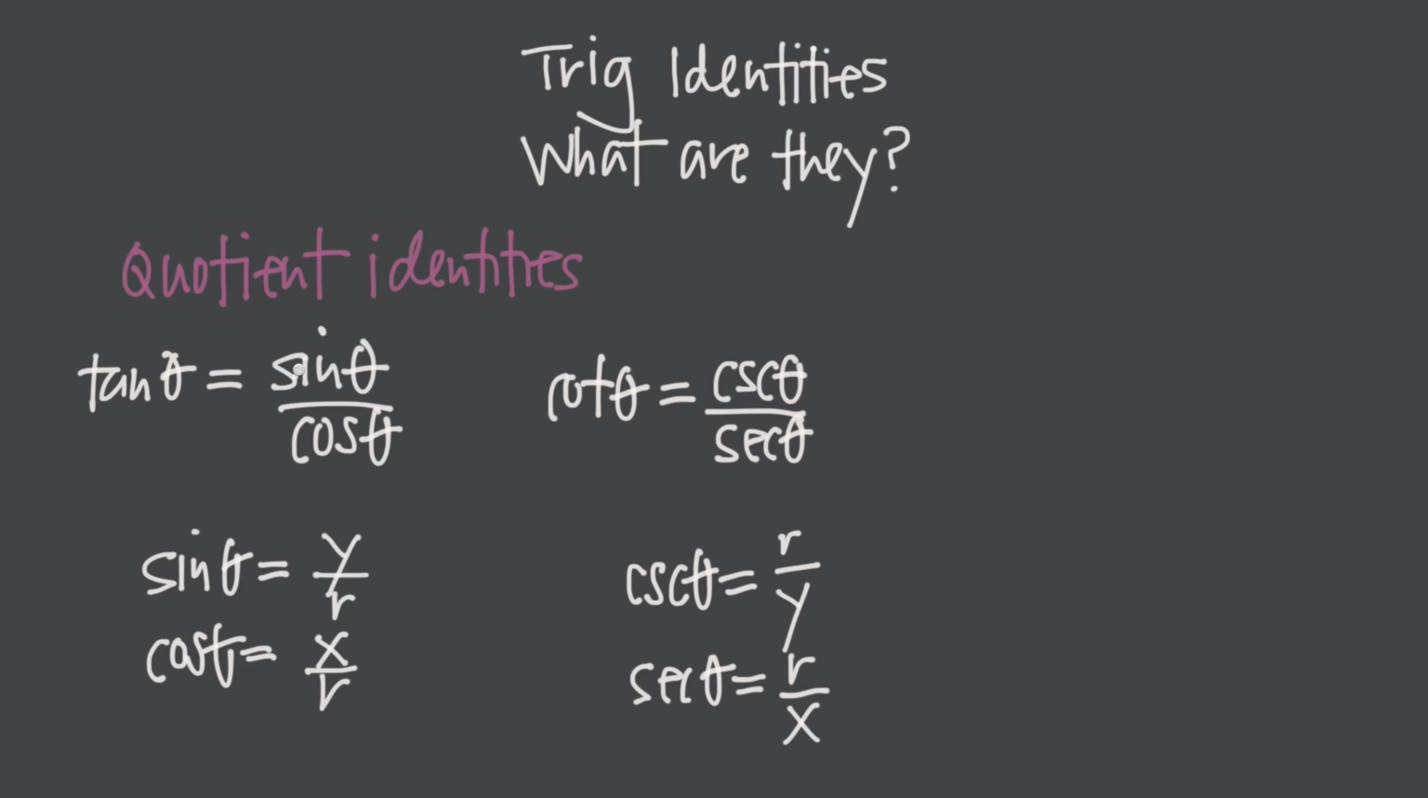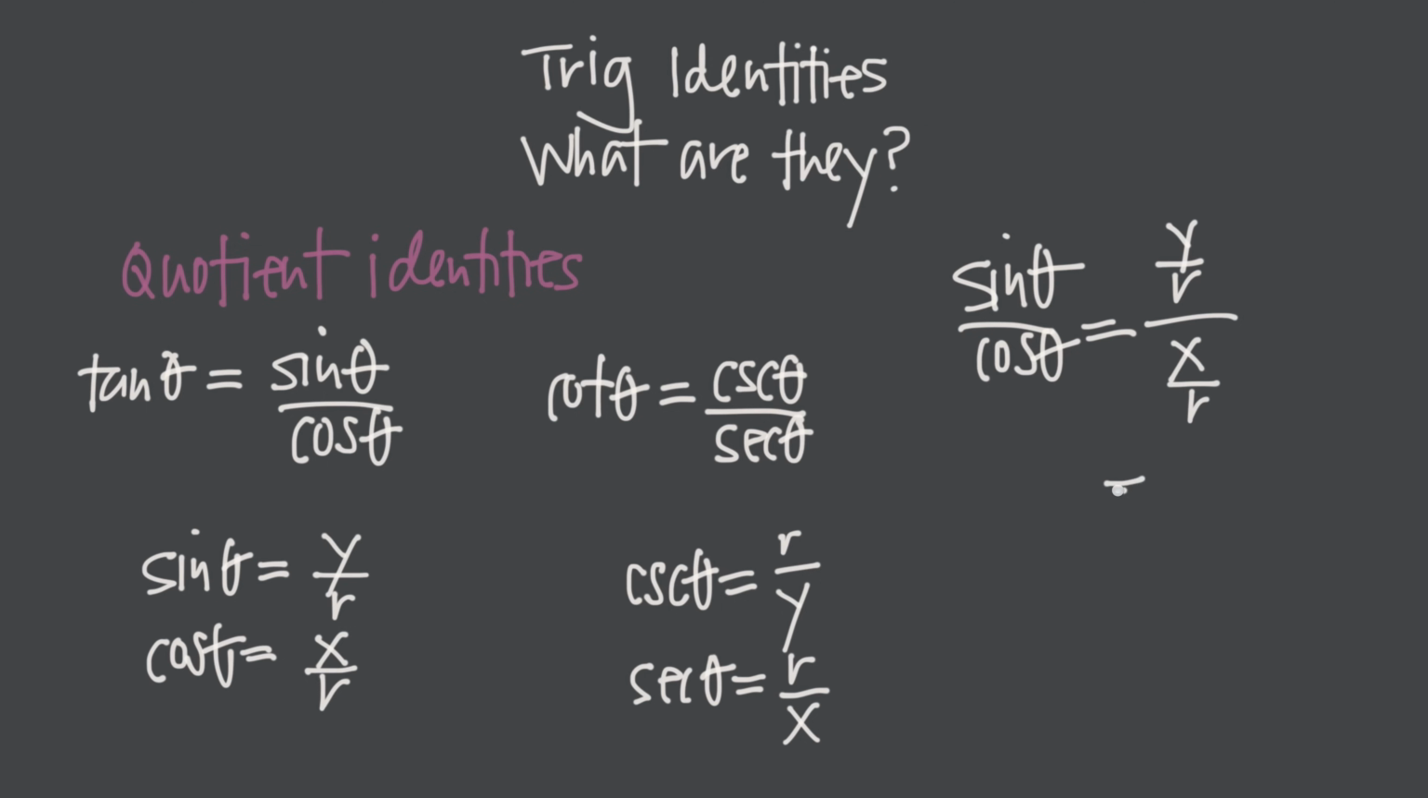Tangent of theta is equal to sine of theta over cosine of theta, or tangent is sine over cosine, and cotangent is cosecant divided by secant. Now, this comes directly, like I said, from the definitions of the trig functions. Remember before when we had our right triangle, we knew that sine was equal to opposite over hypotenuse, or y over r, and that cosine was equal to adjacent over hypotenuse, or x over r. So if these two are true, we could plug those in here for sine and cosine, and this fraction right here, sine of theta over cosine theta, would become y over r divided by x over r.